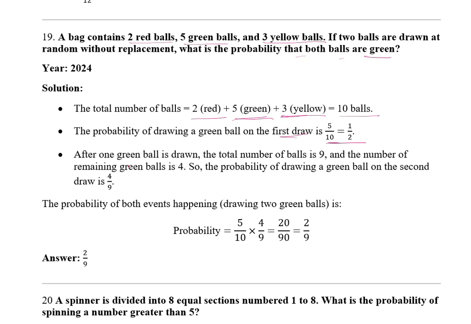After one green ball is drawn, the total number of balls is 9. The number of remaining green balls is 4.